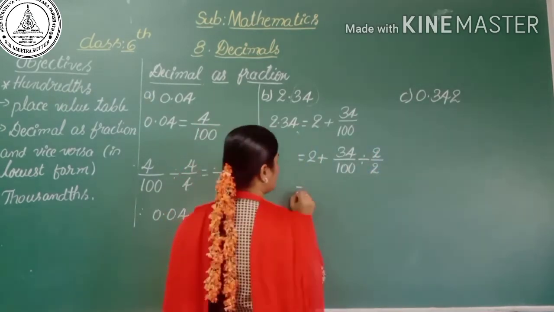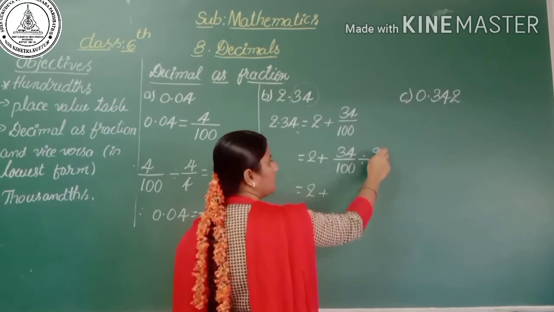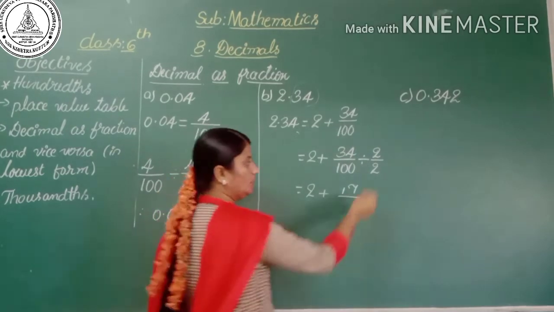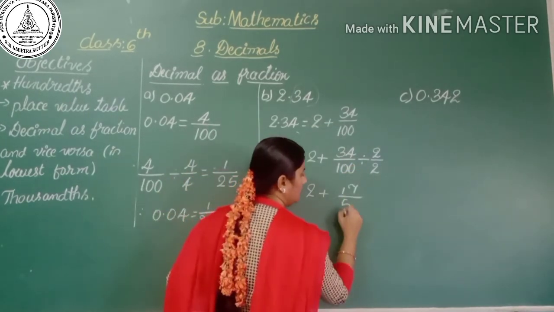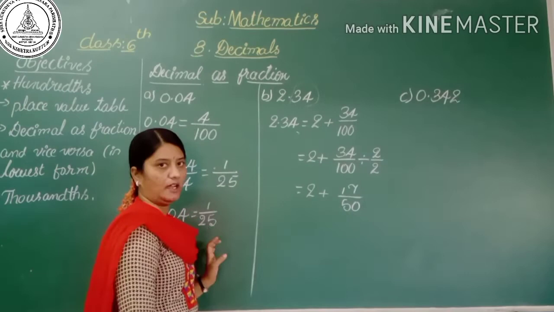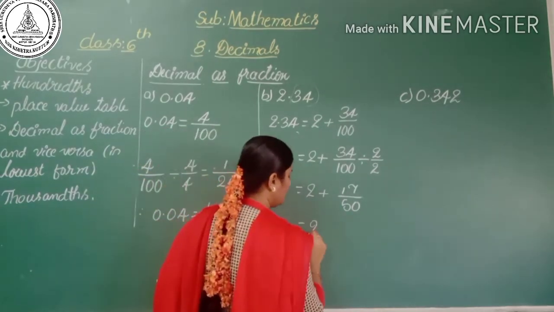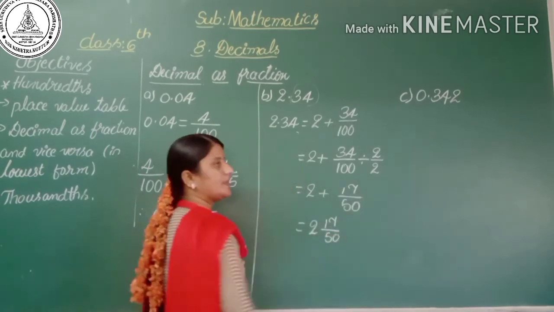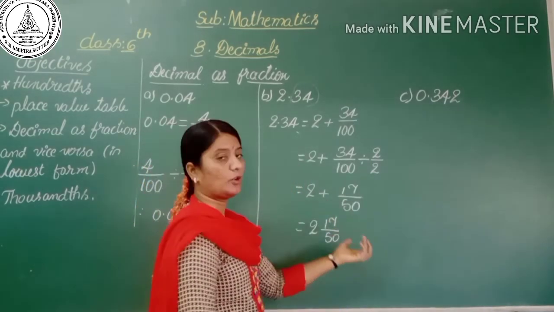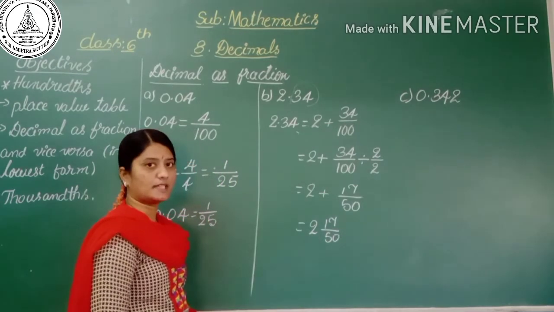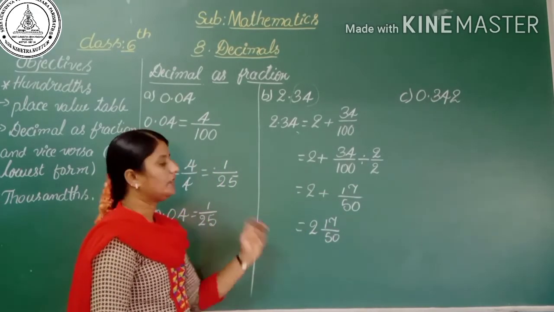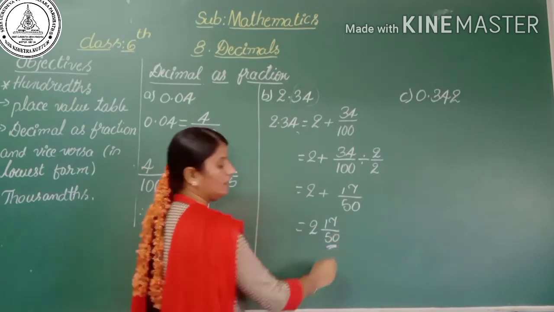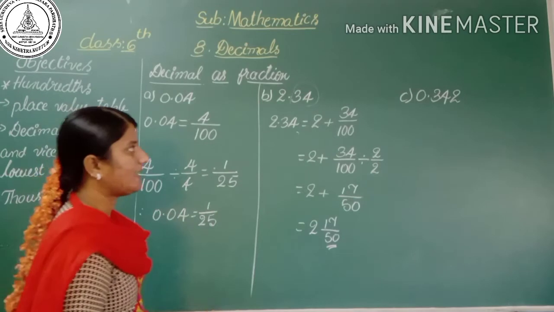Right? In the next step write it as 2 plus: 2 how much are 34? That is 2 17s are 34. Then 2 how much are 100? That is 2 50s are 100. Okay, now we can write it as 2 whole 17 by 50. So 17 is a prime number, so it cannot be divided by the same number as 50. So we can write it as it is, 2 whole 17 by 50. Okay. Then next example.